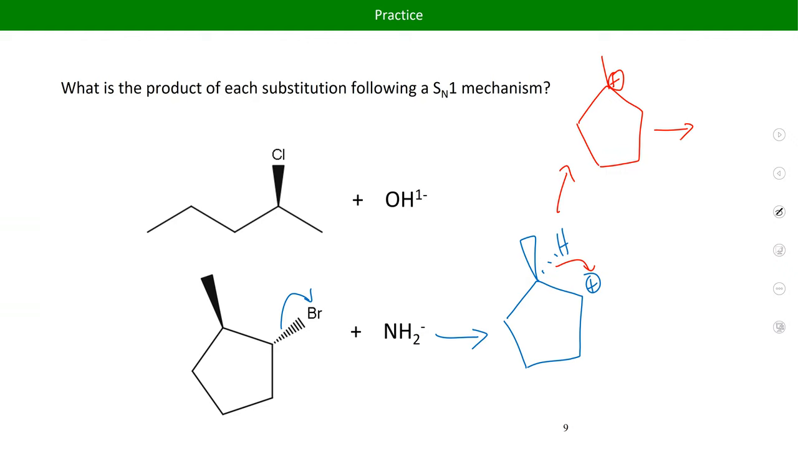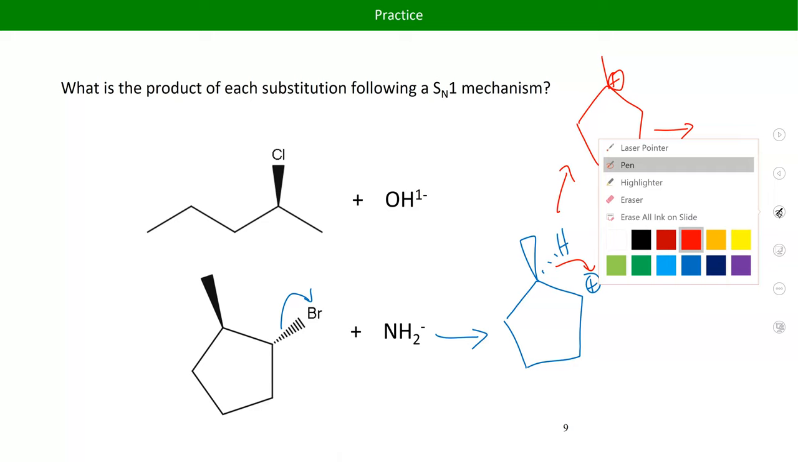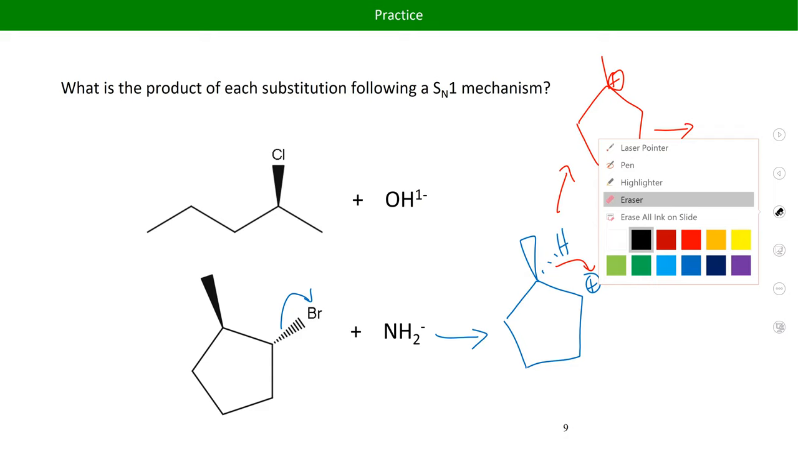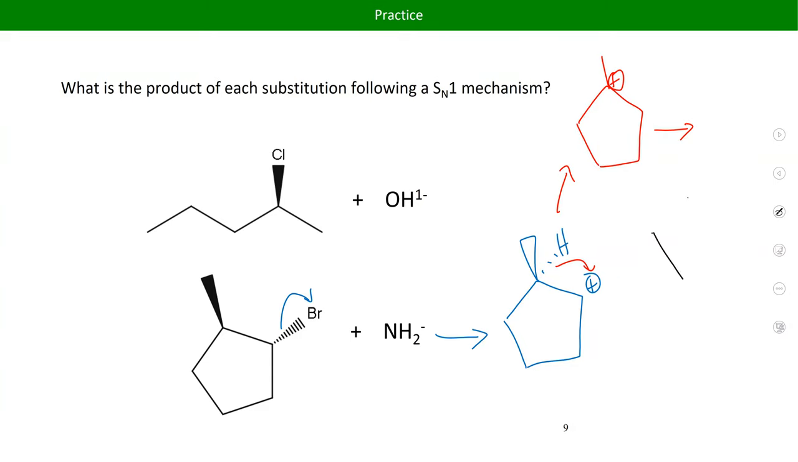So then our final product, switch colors, is going to be a methyl group and an NH2 attached to the same carbon. I just changed which carbon it was attached to for the sake of not running into the buttons over on the side. It's the same carbon that had the carbocation on it. I just spun the molecule.